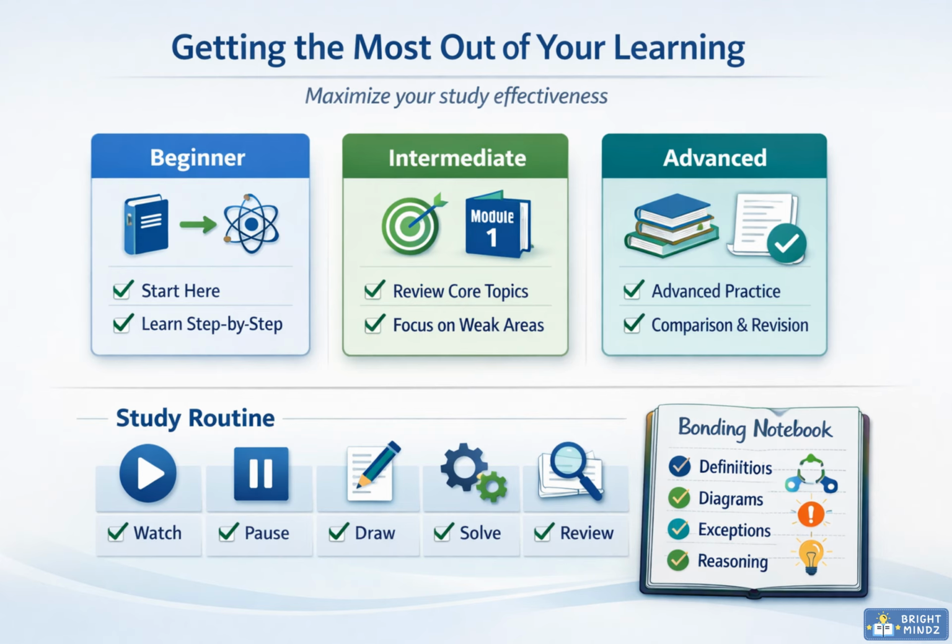Use this course according to your starting point. If you are new to bonding, begin at the start and move step by step, because later ideas depend on the basics. If you already know some chemistry, focus on weaker areas, but still revise Module 1 before moving into harder bonding topics. If you are advanced, use the later modules for comparison, revision, and exam practice. As you study, follow a simple routine: watch, pause, draw, solve, and review. Keep a bonding notebook for definitions, diagrams, exceptions, and reasoning answers.